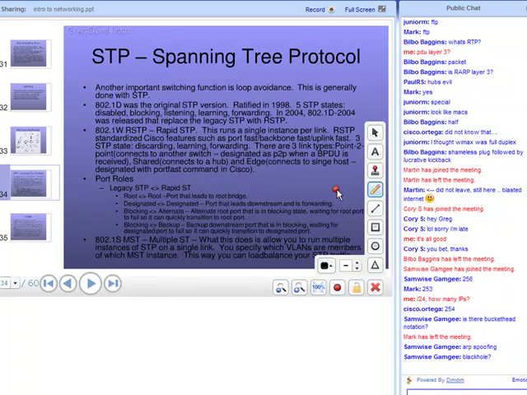VRRP, HSRP. Cisco came out with HSRP, which is a redundancy protocol if you have multiple routers, and VRRP was standardized off of that. So you'll see that a lot. Most equipment conforms to the RSTP standard now for the rapid spanning tree, so that's what you're going to see out there for the most part.